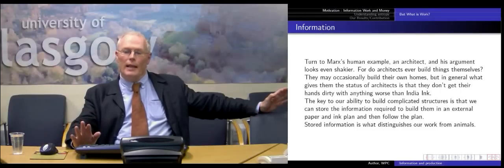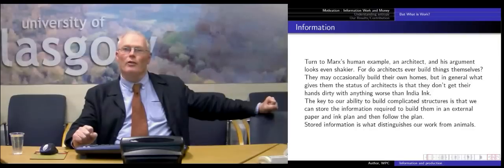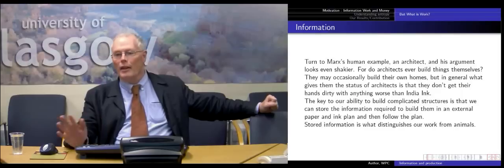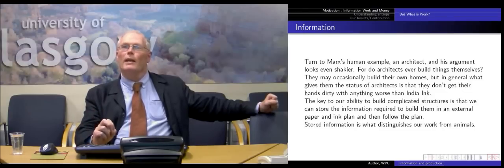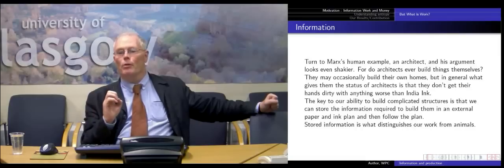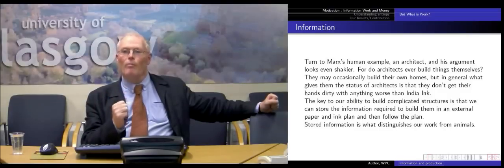And if we turn back to that argument of Marx, do architects ever build things? Occasionally an architect may build his own house, but in general what makes them architects is that they don't get their hands dirty, or rather they don't get their hands dirty with anything but ink. The key to human ability to make complex structures is that we can store the information required to build them in an external paper and ink plan, and then other people can follow that plan. It's stored information that distinguishes us from the work of animals.